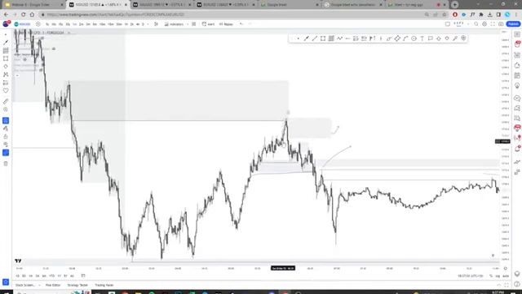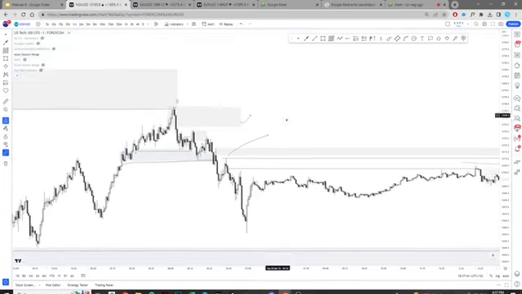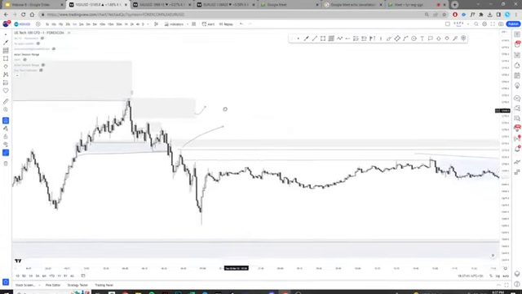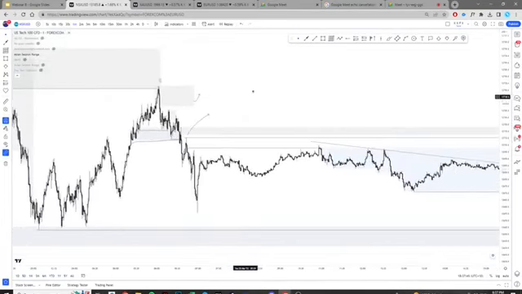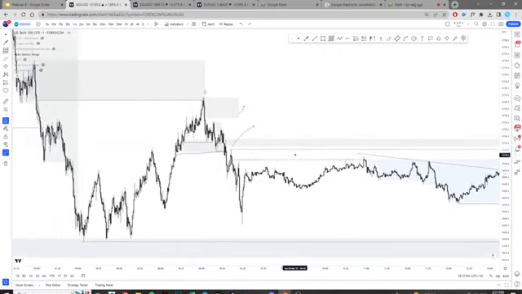Like, here, whatever, it doesn't matter. Both are still valid because this hasn't really been mitigated, right? We can tap into that imbalance, but this is also valid. But realistically, it's about the inducement. We're not building inducement up here for this. We're building it down here for this, and it's about that proximity to the inducement.